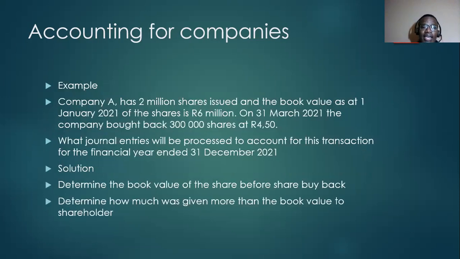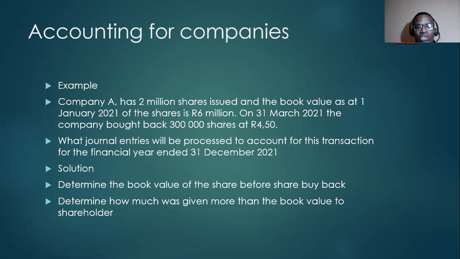So for example, company A has 2 million shares issued and the book value as at 1 January 2021 of the shares is 6 million. On 31 March 2021, the company bought back 300,000 shares at 450. What journal entries will be processed to account for this transaction for the financial year ended 31 December 2021?